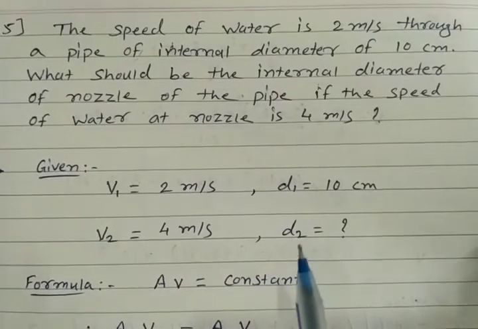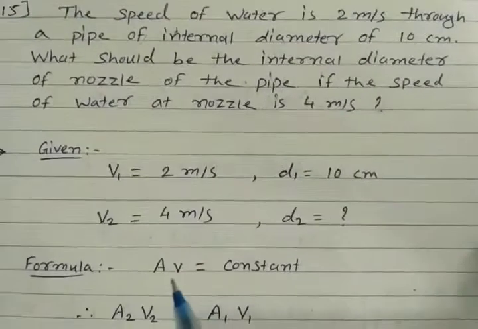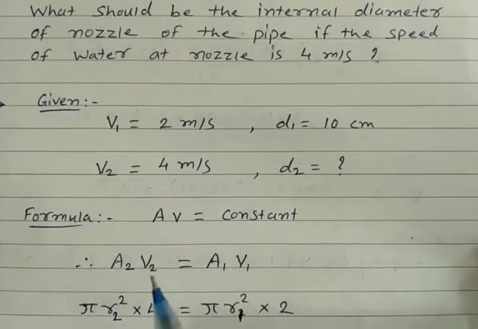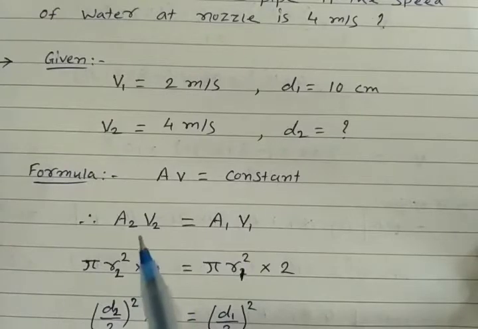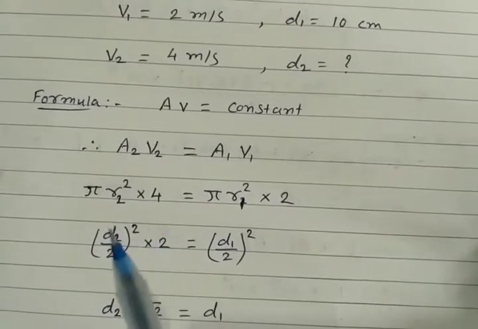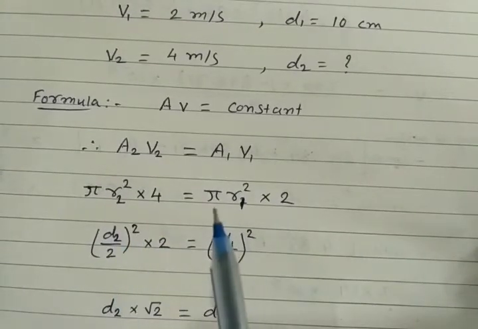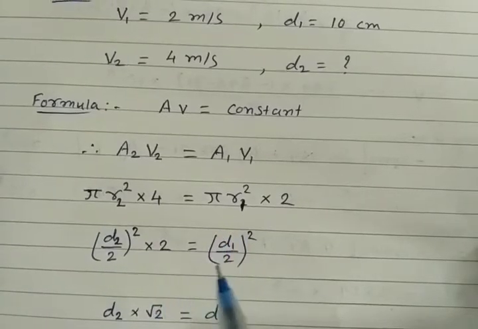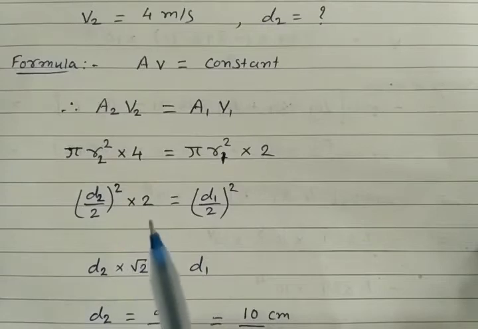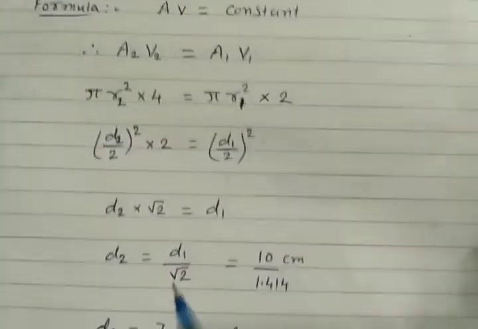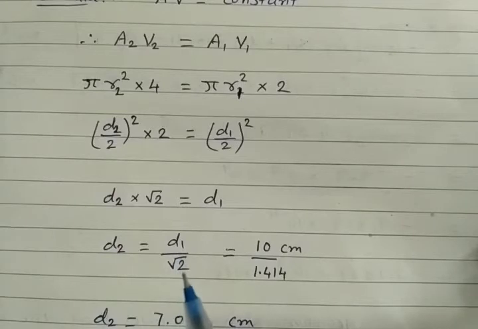So using the formula of continuity, the product of area and velocity is constant and therefore A2 V2 is equal to A1 V1. Area of pipe is pi r square, substituting the value of V2 and V1 and simplifying this, radius is diameter divided by 2. We have cancelled pi and simplifying this, taking square root, so d2 into root 2 is equal to d1 and therefore the value of d2 is d1 upon root 2.